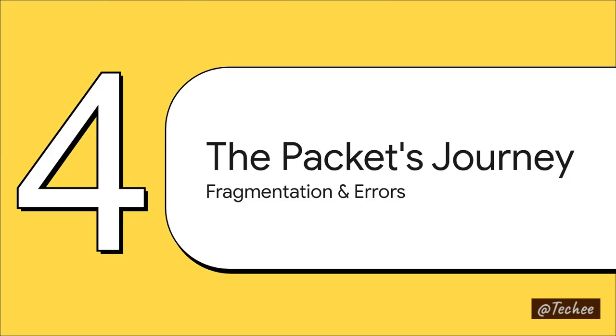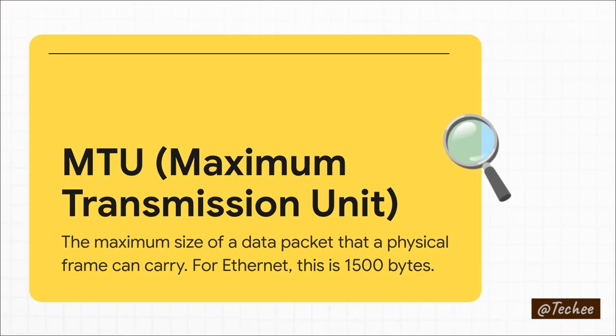Okay, so now let's follow our packet as it actually hops between these routers and deals with some real-world problems, because the journey isn't always smooth. You see, not all networks are the same. Some roads are wider than others, right? Well, the same is true for network links. The largest size of a data packet that a network link can carry is called the MTU, or Maximum Transmission Unit. For Ethernet, which is super common, this is usually 1,500 bytes.